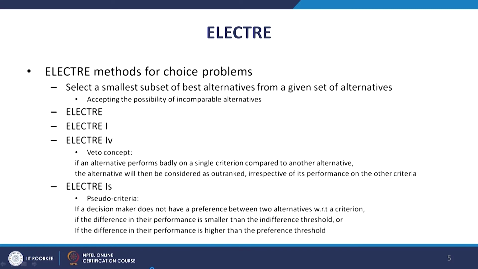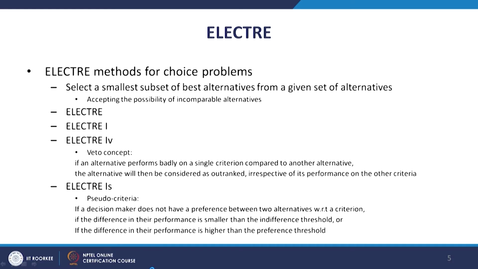So, the ELECTRE methods which can be used to solve these kinds of choice decision problems: the first is ELECTRE I, where this method was first proposed, then ELECTRE Iv, an advanced version of it, where V actually stands for the veto concept, which was introduced in this particular version of the method. So, what do we mean by veto concept?